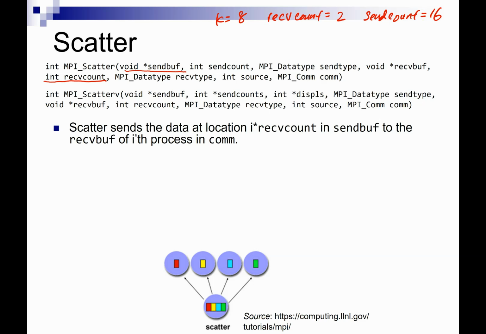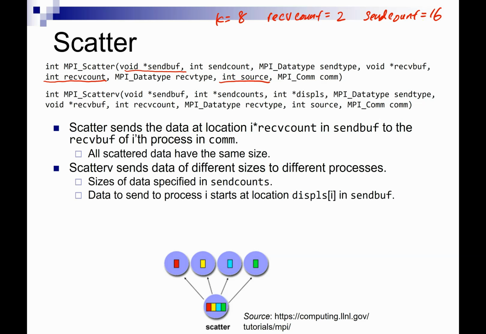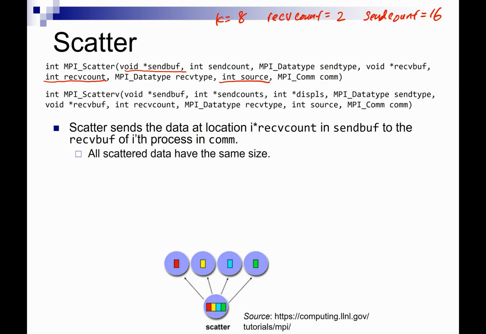Now the scatter: the data is coming out of a source, and all of the non-source processes will be receiving, and the source will be sending. When you do a scatter operation, all of the non-source processes will receive the same number of items. So if there are 8 processes, every one of them is going to receive 2 items from me.